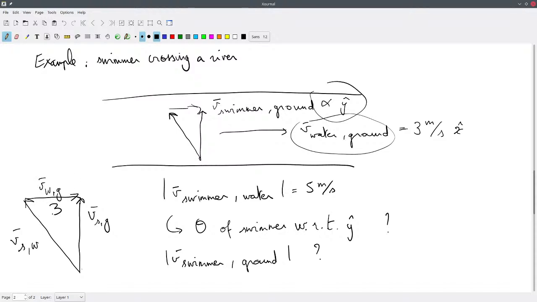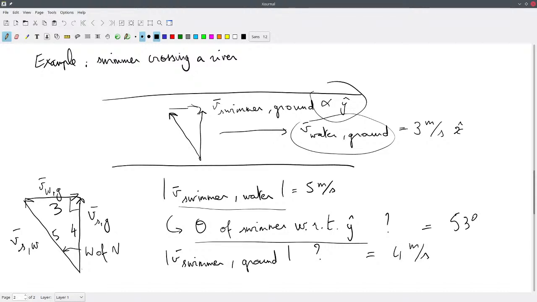This is 3. I've told you that this is 5. So this will have to be 4 in our right angle triangle here. And this angle theta that we might ask, if I express this as an angle, this would be west of north. So we can calculate that angle, and I actually didn't plug in the numbers, but I think Kevin puts in there that it's 53 degrees, which sounds about right. And so this will be 4 meters per second as a magnitude for crossing the angle.